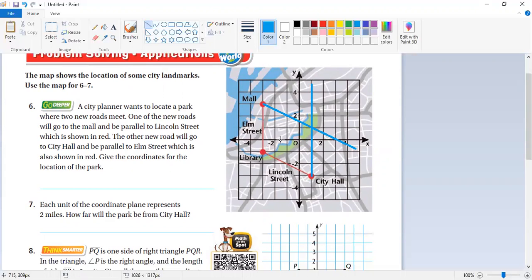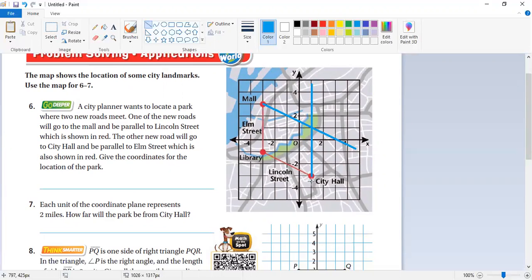I'm repeating again, just concentrate on the cursor and my words. These are two roads, one is Elm Street, one is Lincoln Street. The next clue they gave us is one should go to the mall and one should go to the City Hall, but the City Hall one should be parallel to Elm Street. So this is Elm Street, and this is the one which is parallel to Elm Street.